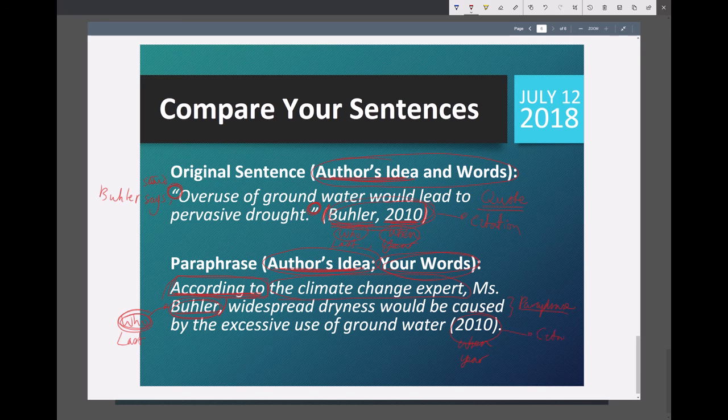Citations include always whose idea, and when. So make sure you include both of these in your citations for every sentence that you are talking about the author's idea. And in your summary, that's basically every sentence.